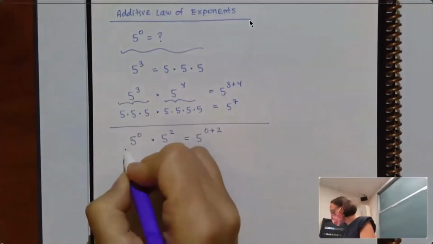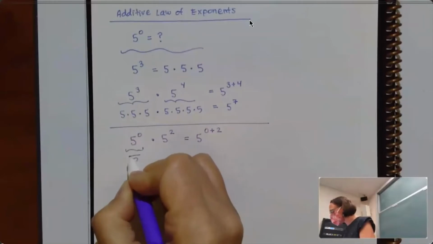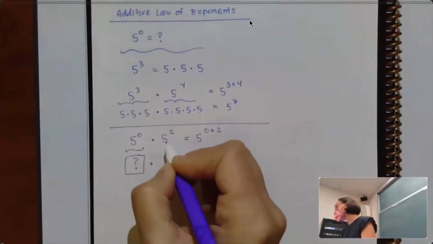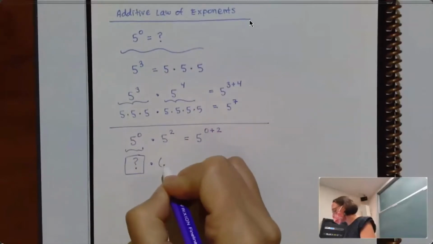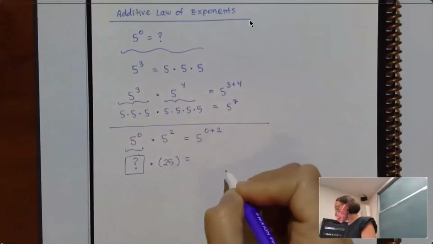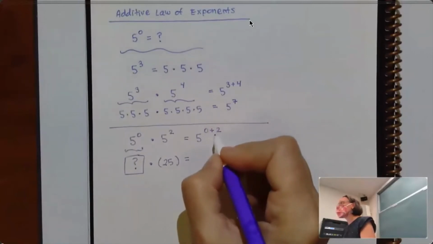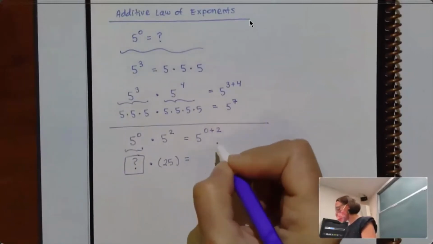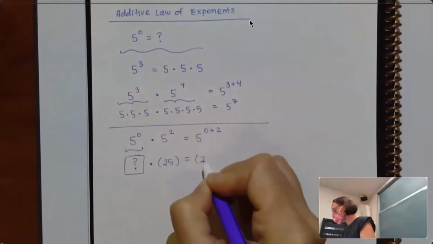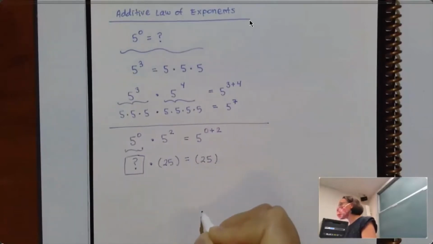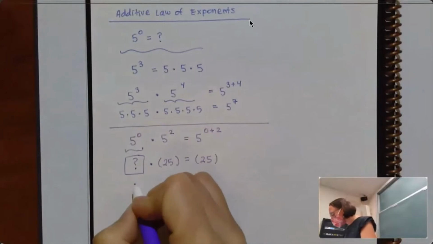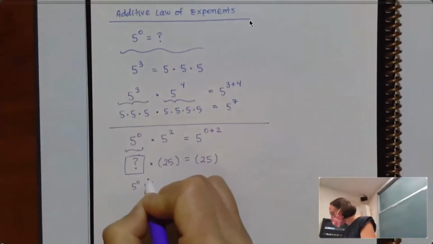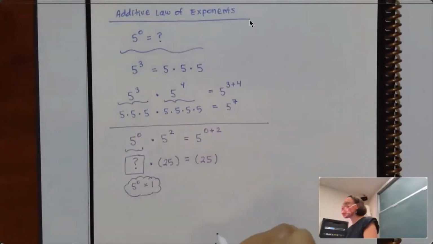Well, if I'm not sure what this part is, I do know what 5 to the second is. That's 5 times 5, or 25. I know what 0 plus 2 is, which means I also have a 5 to the second over here, which means I also have a 25. We don't have a choice. There's only one thing that can go in that box. It has to be a 1. 5 to the 0 has no choice but to be equal to 1.